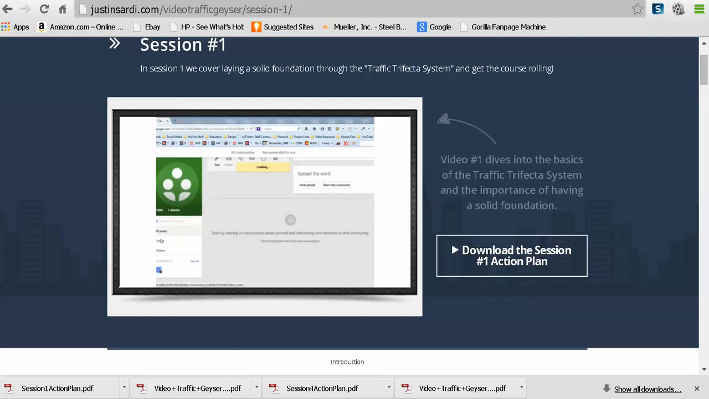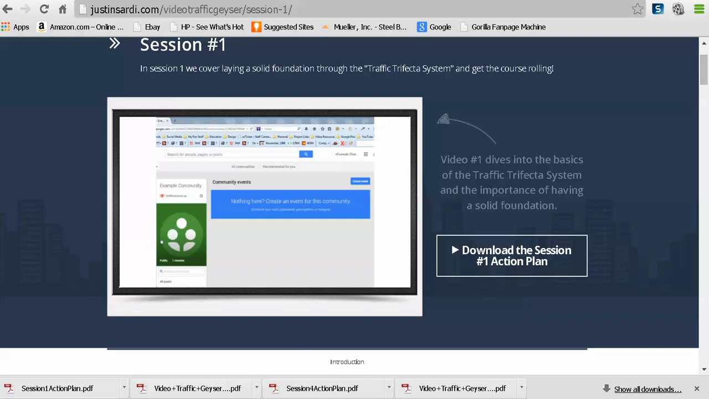One other thing that I like to do is the event page, because again, it's one more thing that's put out there and can show up in the Google search engines.